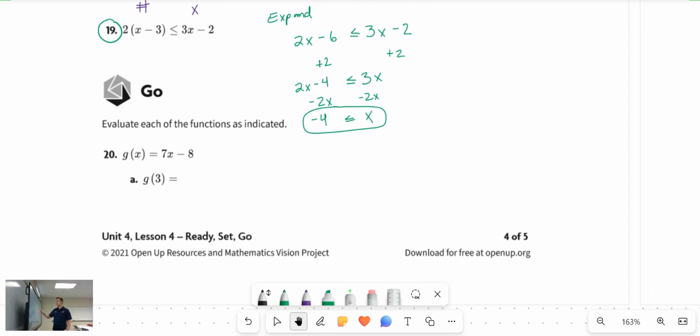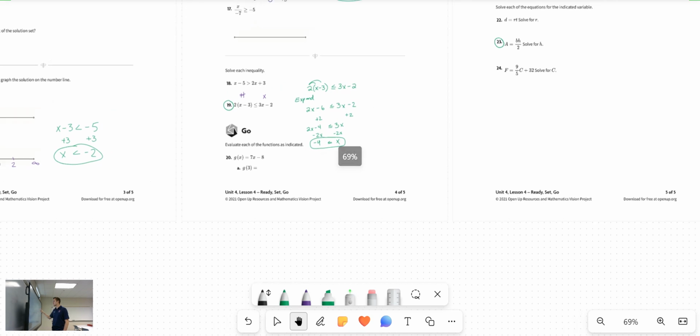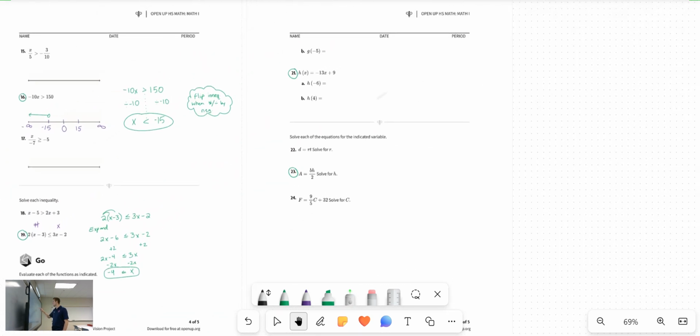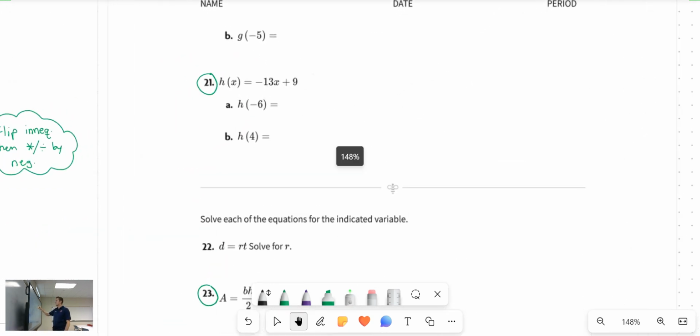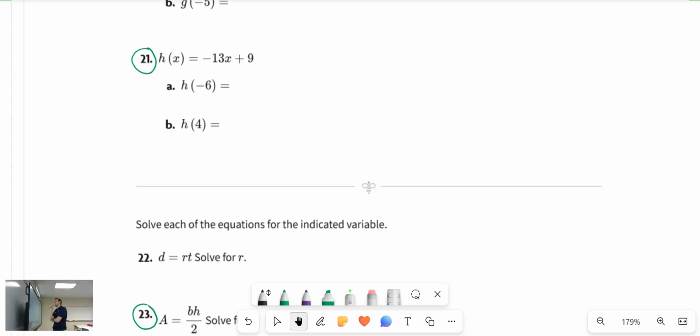All right, we are on to the go portion. Let's read these instructions just in case. Evaluate each of the functions as indicated. All right, that's easy enough. And it's just 21. That's all we're doing. h of x equals negative 13x plus 9. We are evaluating when x is -6 and when x is 4.